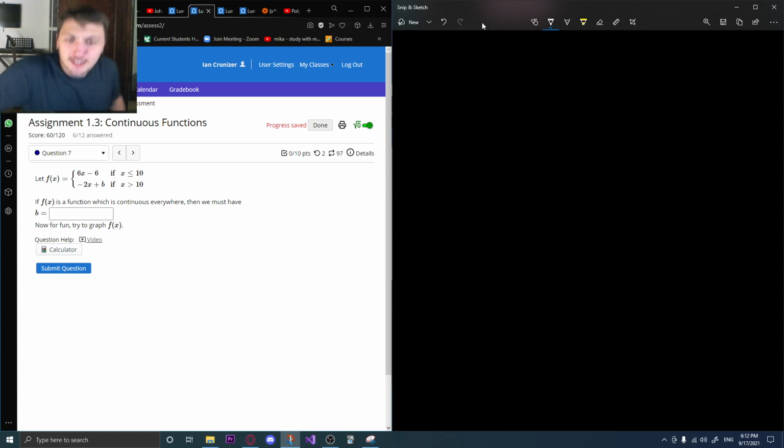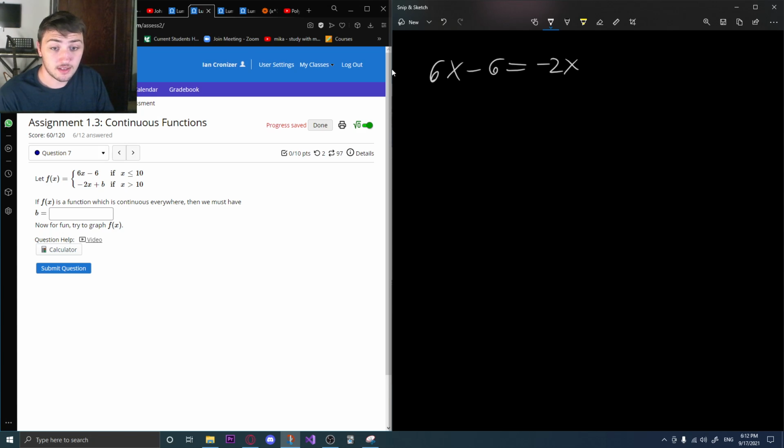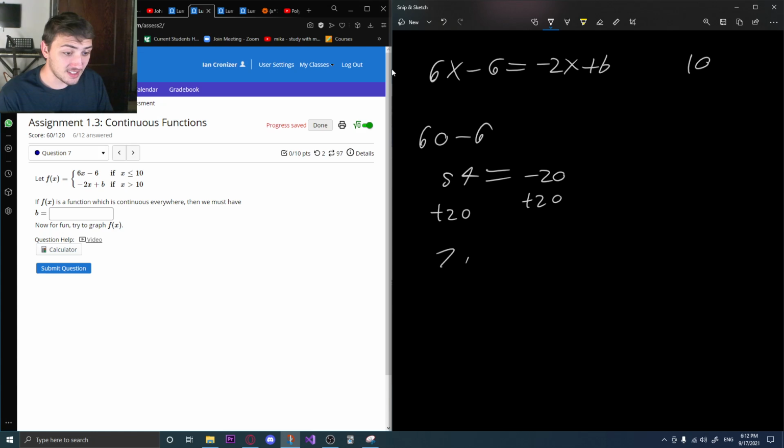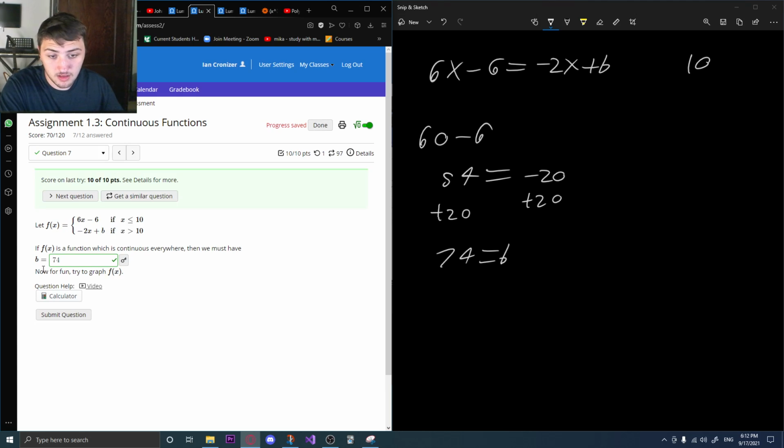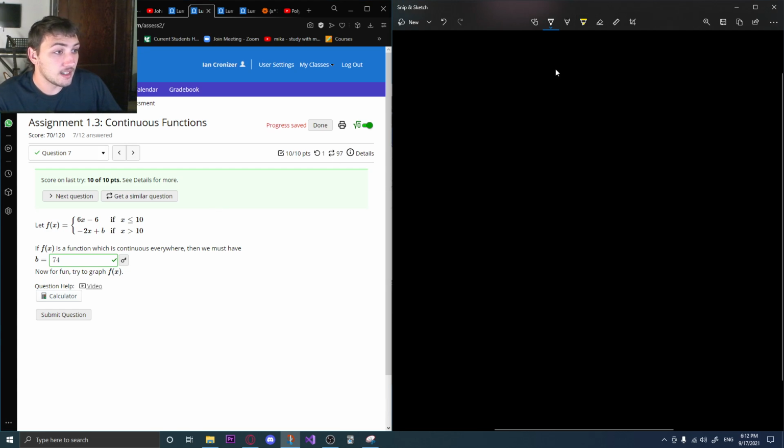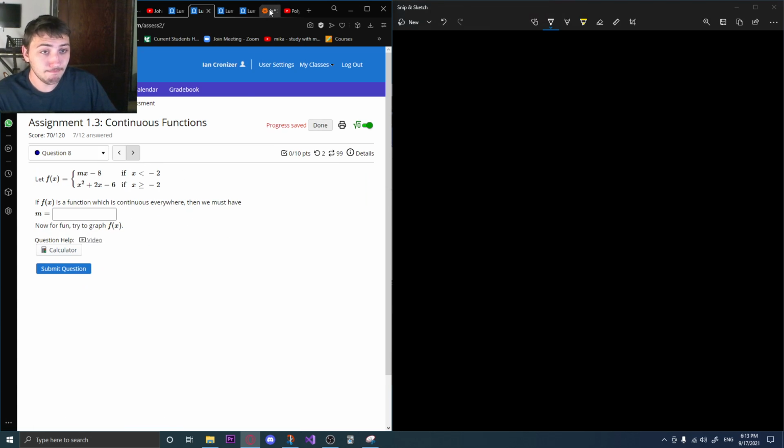What? Okay. 6x minus 6 equals negative 2x plus b at 10. 60 minus 6 is 54 equals negative 20. Add 20 to both sides. 5, 6, 7. That's 74 equals b. What? And it works. What the heck? I mean, it's me. My mental calculator's rusting currently. Not resting. You're rusting.